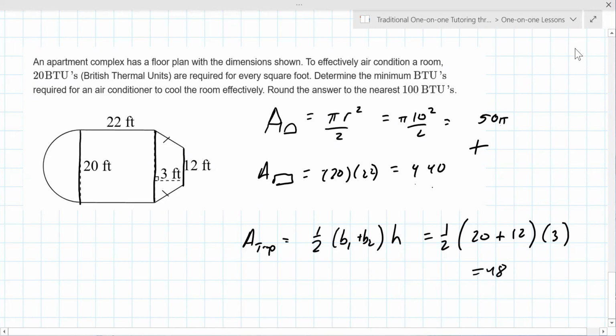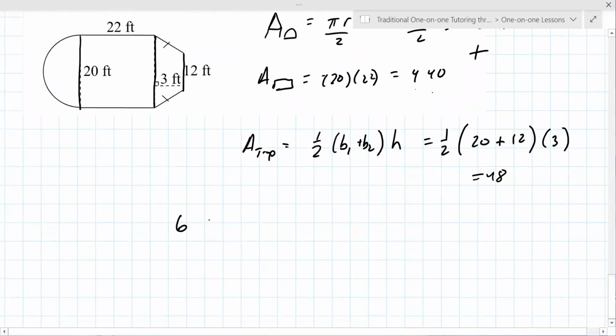I get 645.1. Are we rounding to the nearest tenth? Sure. So this is feet squared. Okay. Would you agree with that? Yes. Okay. Now this is an application problem.